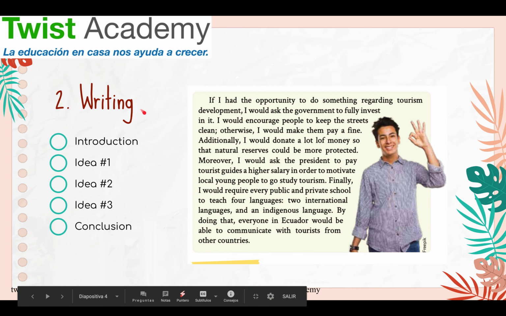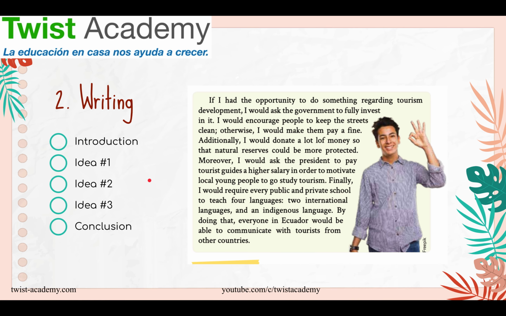So, what steps should we take in order to write our paragraph? We need to include the 5 main parts. We need to have the introduction, idea number 1, idea number 2, idea number 3, and the conclusion.